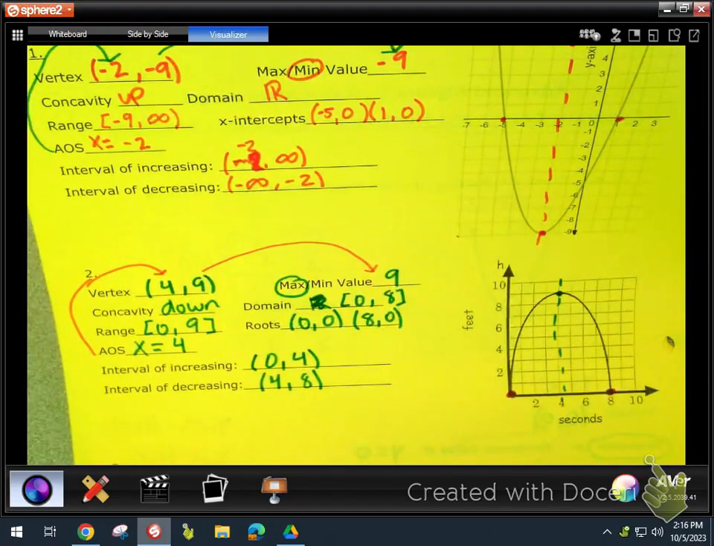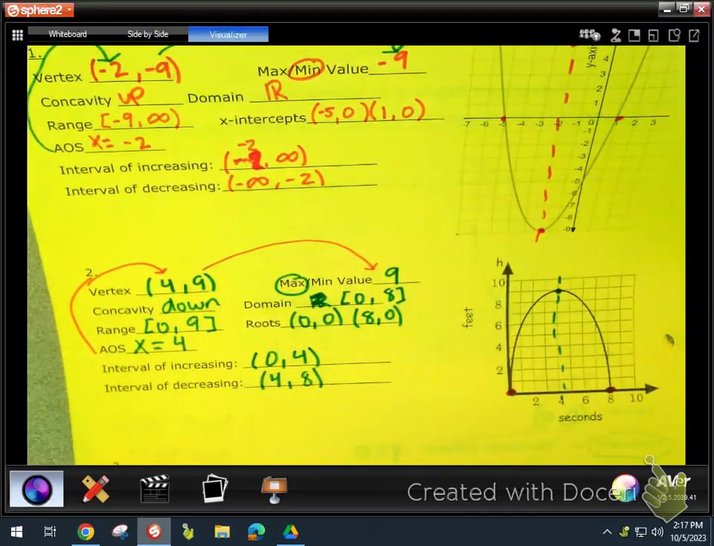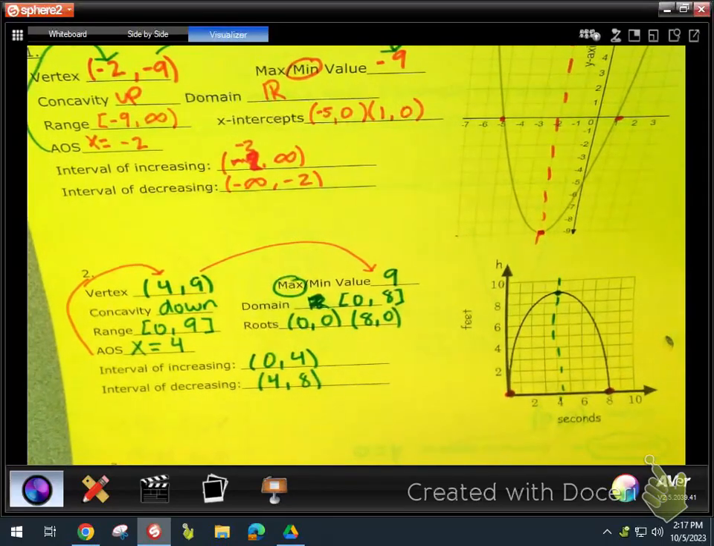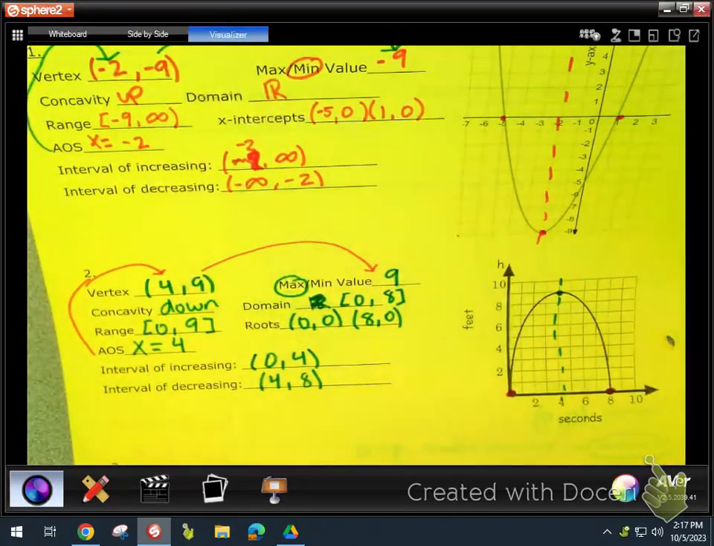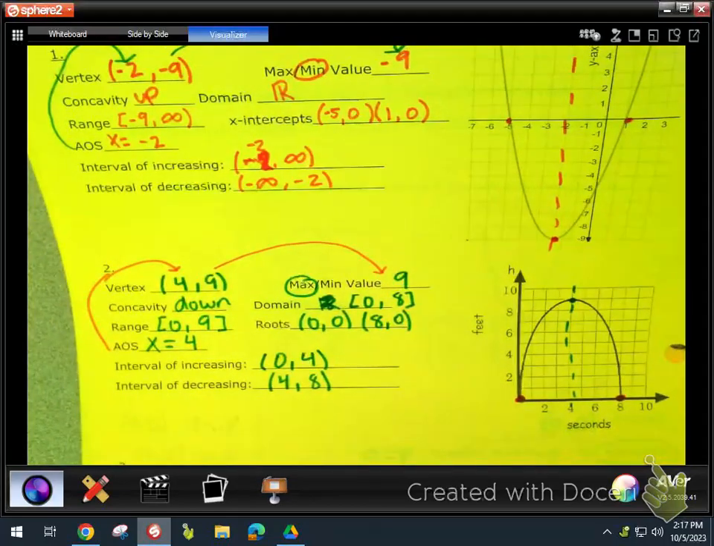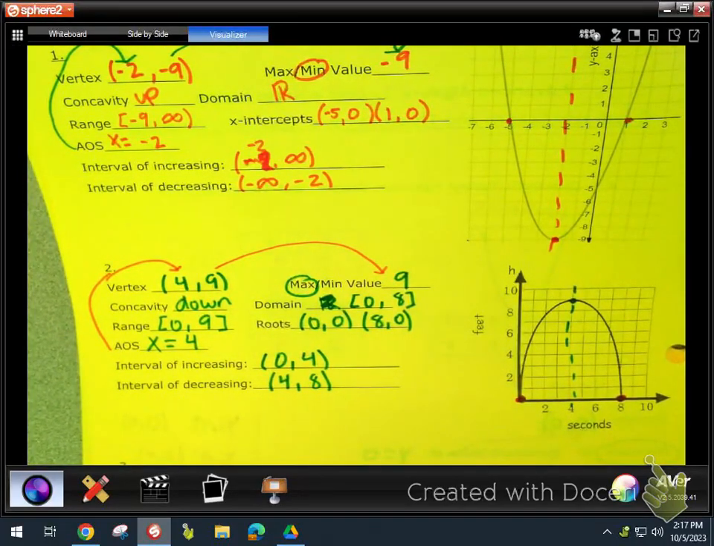Number 3 was a table. So I didn't fill out all of it just yet. I will. I kind of want you to know where stuff is in the table. Did anyone figure out where your vertex was? In the middle. Yes, in the middle, at the top.